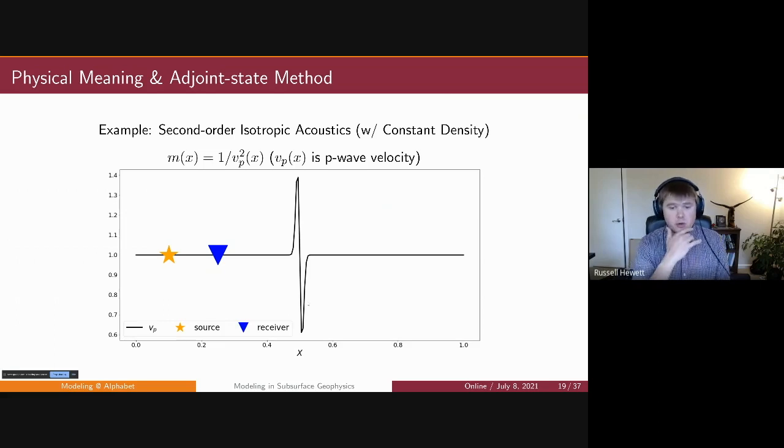All right, so let's look at a movie of this in a second. I've got a very, very simple problem here. Constant velocity of 1. It's a 1D problem, except for this perturbation that is about halfway through my domain. I'm going to have a single source and a single receiver. The source is at 0.1 and the receiver is at 0.25 in my domain. And I'm going to show a couple of sequences of movies that build up the steps that the inversion process is going to perform.